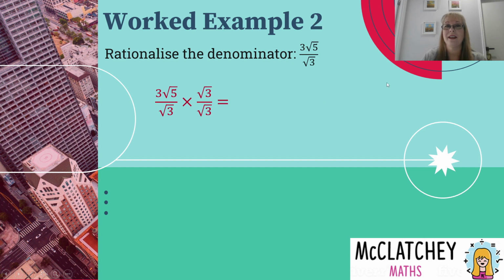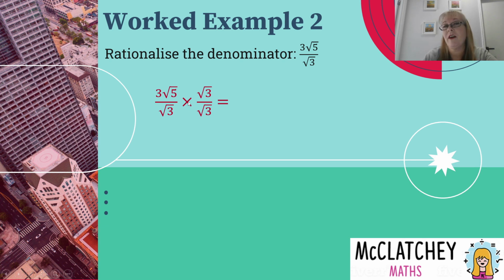Let's look at another example here. 3 root 5 over root 3. So now this time what I'm doing is I take the denominator, turn it into a fraction equivalent to 1, root 3 over root 3. So now what I'm going to do is have this multiplied, and then this will be multiplied as my new denominator. So my new denominator is going to be root 3 times root 3, or root 3 squared. Square will cancel out the square root, so I'll end up with a denominator of 3.